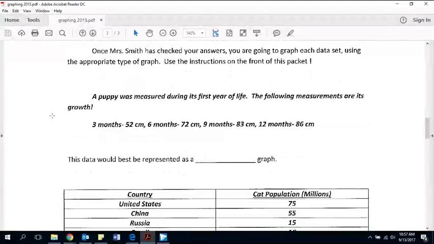All right, I'm going to go over these now. So hopefully you were honest and you tried it on your own before you're listening to the answers. This first graph type, with the puppy growth over a year, should be a line graph, because a line graph is great to use when showing how something is changing over a period of time. And we're going to do the line graph tomorrow in class.